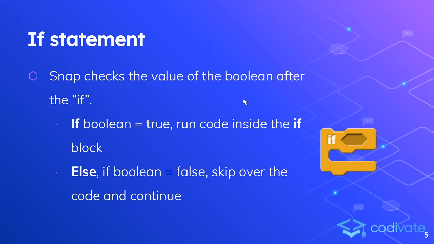In the if statement, Snap checks the value of the Boolean, and if it's true, the code inside the if block is run. Otherwise, it skips over the code and continues.